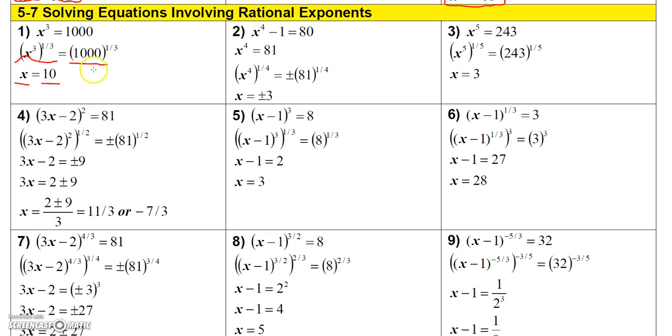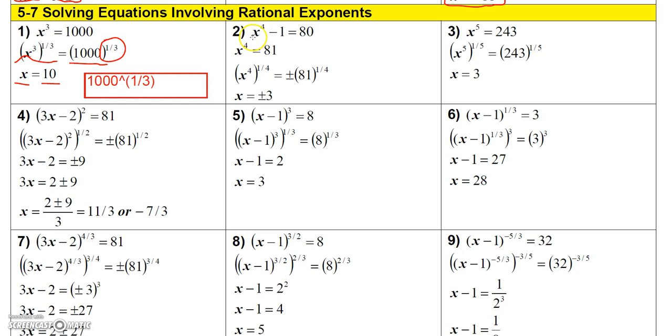which is 10. And by the way, if you put this in your calculator, you can actually raise 1,000 to the 1/3 power on your calculator, but if you do that, make sure you put the entire 1/3 in parentheses. So it would look something like this. It would look like 1,000 raised to the, and then you'd put the 1/3 in parentheses. And then when you tell it to do the operation, it should give you 10.